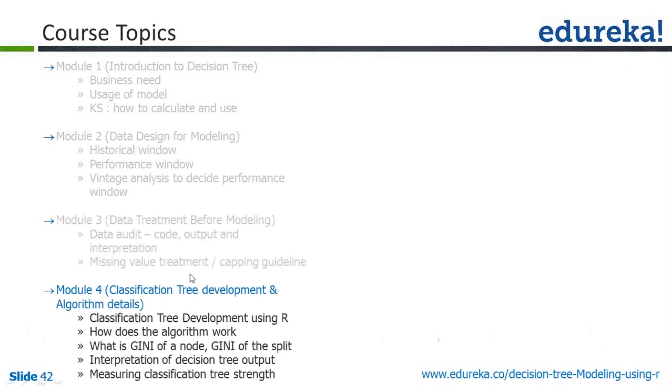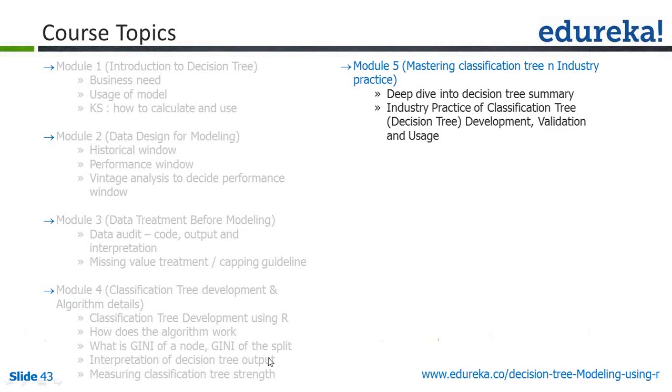Then the question that I was explaining, how does the algorithm work? What is Gini of a node? What is Gini of a split? How do you understand the output of the decision tree? How do you measure the strength of the classification? All those things will be explained in module 4.